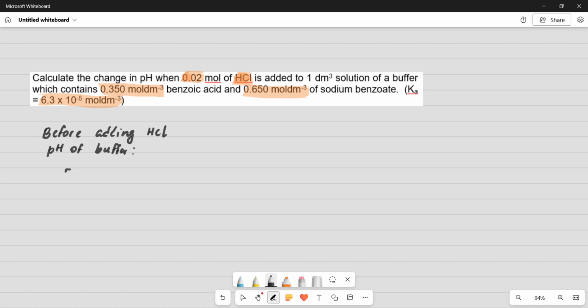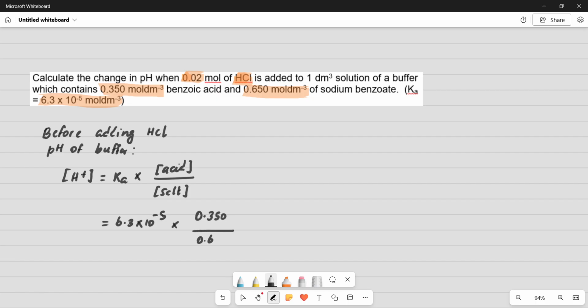How would I find it? I can first find the H plus ion concentration using this equation. I need to remember this equation. I can substitute the values given in the question: 6.3 into 10 to the power negative 5 multiplied by the concentration of acid, 0.350, over the concentration of the salt, 0.650. So I will get 3.39 into 10 to the power negative 5 moles per decimeter cube.